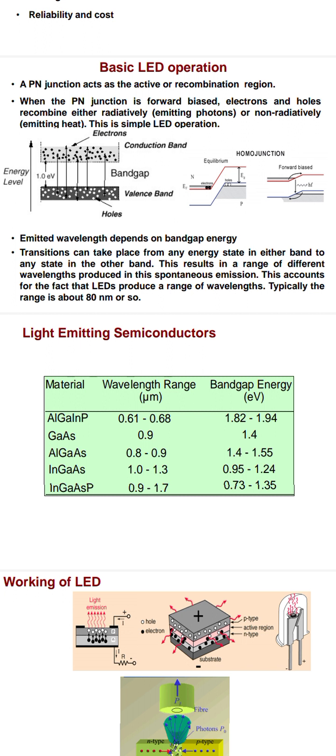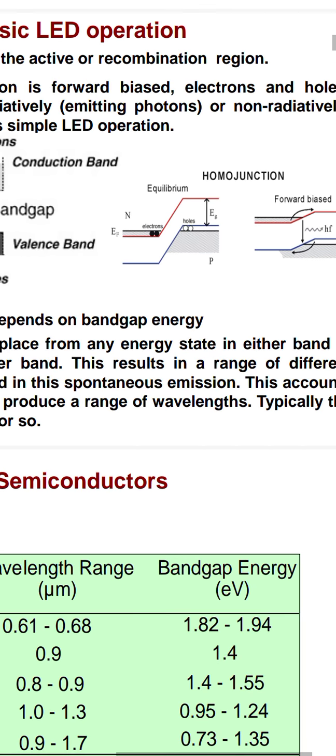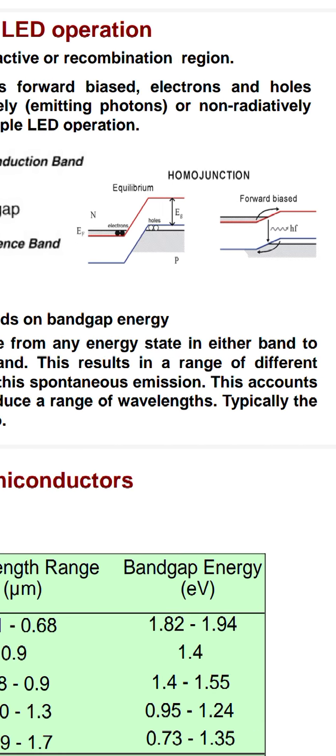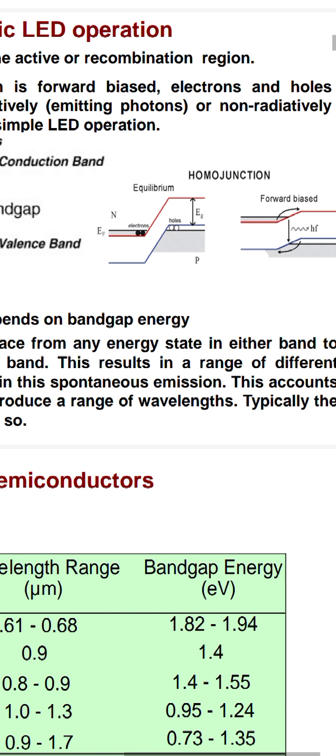Electrons are near the conduction band and holes are near the valence band. The difference between these two is called the band gap energy. For these band gap energies, we have to plot the energy band diagrams, and we can show the circuit diagram here, called the forward bias junction. This is the homojunction under equilibrium conditions.